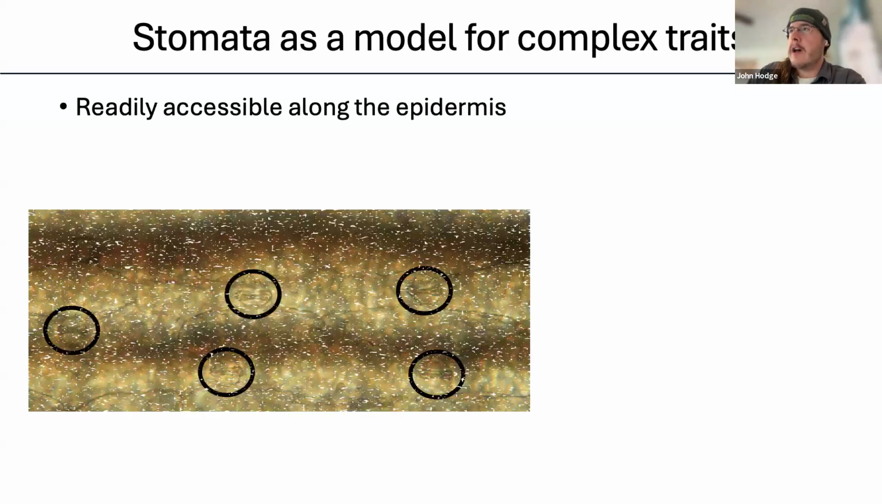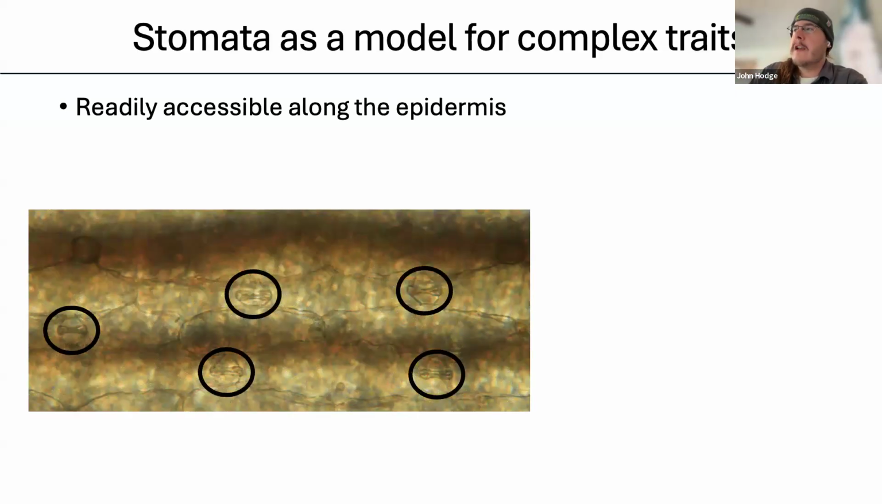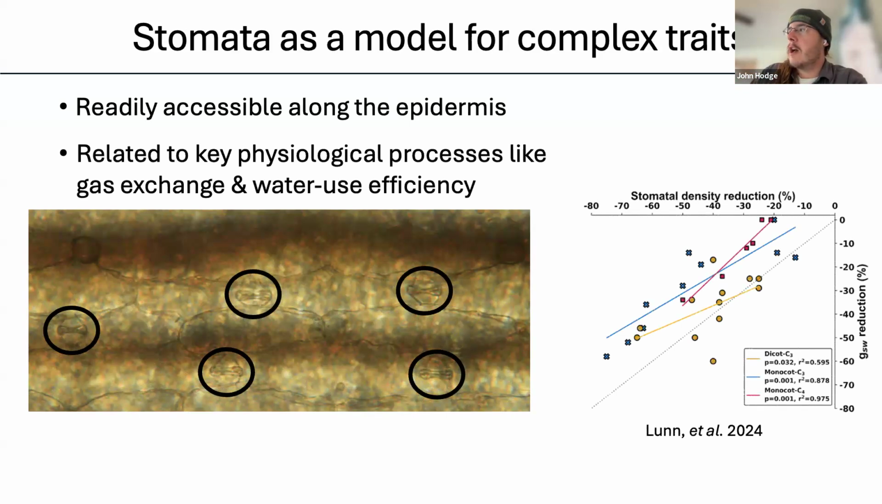So just to pivot now to thinking about stomata and making a case for why they're a great model for a complex trait. The first is that they're really easy to measure. This is just a cleared leaf, and you can already see the contrast of the cell walls alone. We can easily spot where the stomata are. The other thing that's really handy is that they have a pretty key relationship to some important traits, especially leaf gas exchange and water use efficiency.